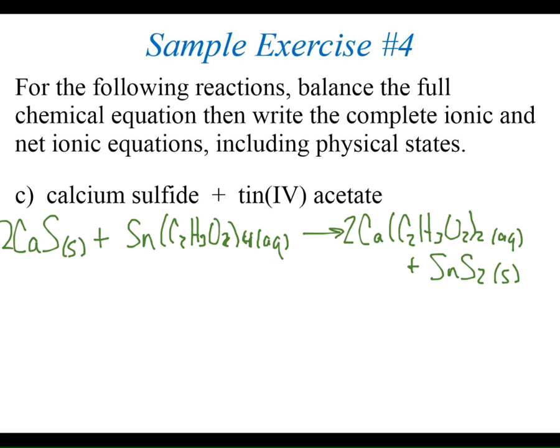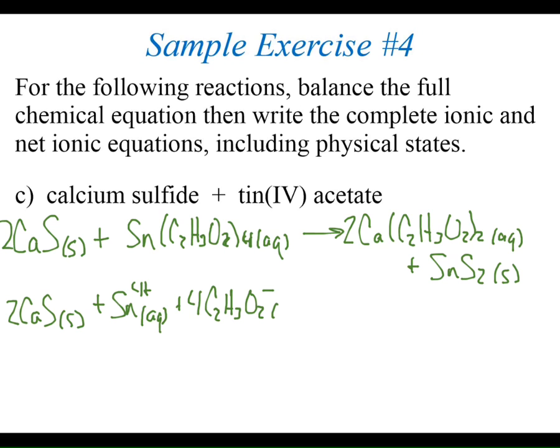Okay, let's break apart anything that's aqueous. So calcium sulfide is not aqueous, so I'm going to just write it again. Tin-4 acetate, that's aqueous, so that'll make tin-4, which is Sn4 plus, and 4 acetates. So 4 C2H3O2 negatives. 2 calcium acetate aqueous. Oh, that'll make 2 calcium ions. And then 2 times 2 acetates, so 4 acetate ions.